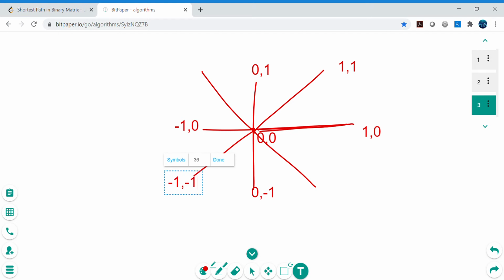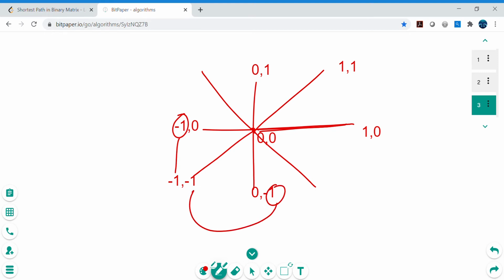-1 comma -1. How does it become -1 comma -1? So -1 we are taking on this x-axis, and -1 on this y-axis, right? Because it is in the middle, we are not covering the 0. It's not on the 0 direction, it's covering in the middle, so that's why this is diagonal, right? I hope this is clear, right? So -1 on the x-axis and -1 on the y-axis, that's why it is -1 -1.